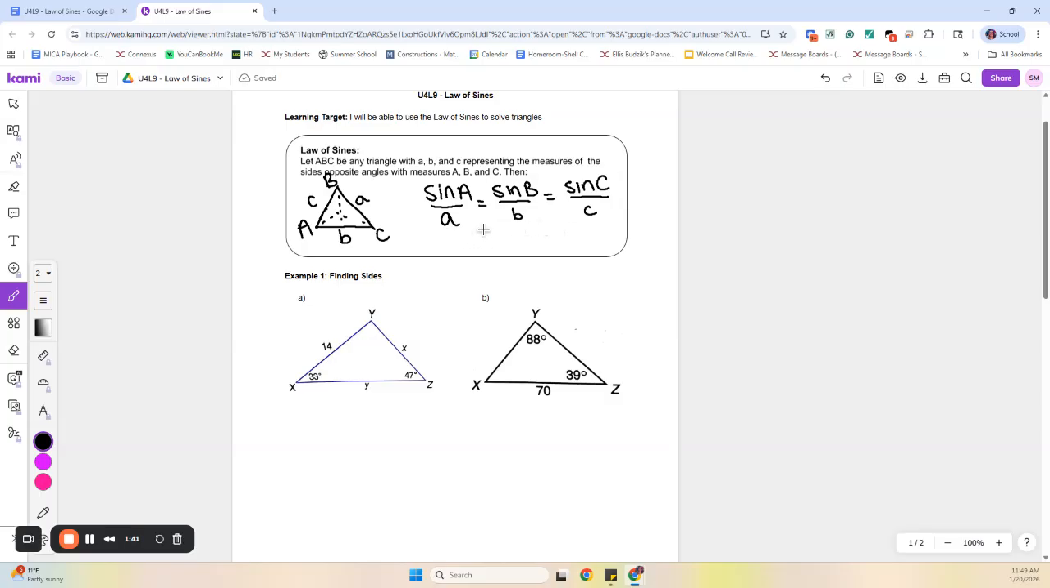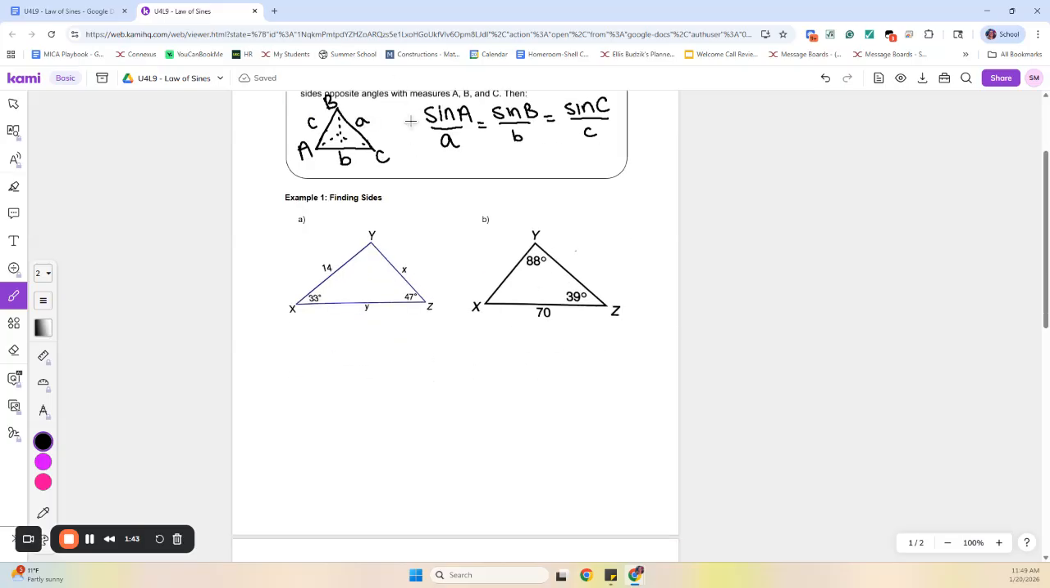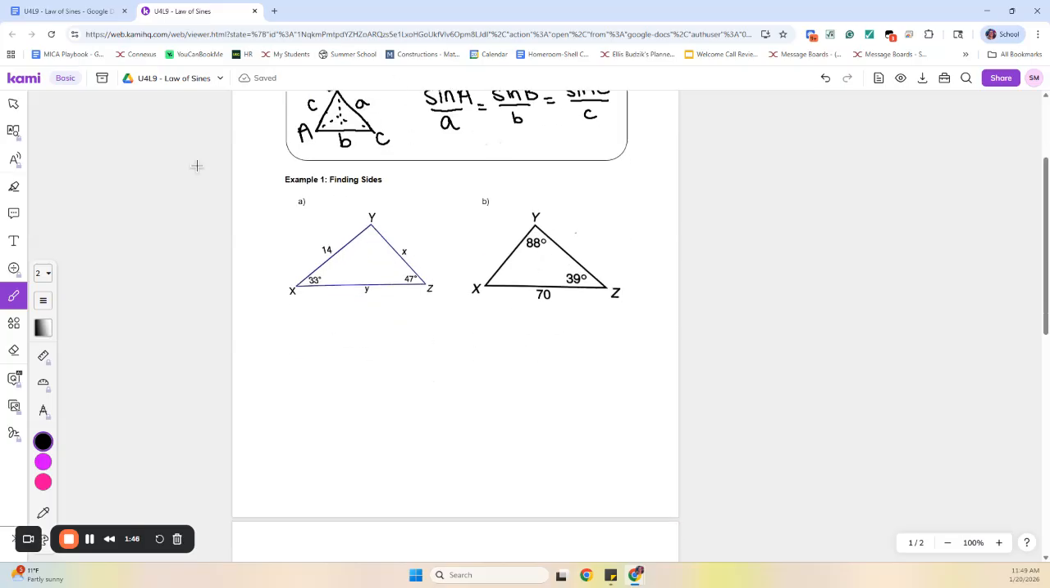Everything's proportional. So for example 1, it says finding side lengths. What we want to do for law of sines is make sure we have a matching pair. What I mean by that is that we have an angle and a side length that both have numbers. In this case, I have angle 47, and across from angle 47, I have side length 14 as well. So that's what I mean by a matching pair. That's going to be my first setup. So I'm going to have sine of that angle 47 over the side across from it 14 equals, and then I'm going to pick something to solve.